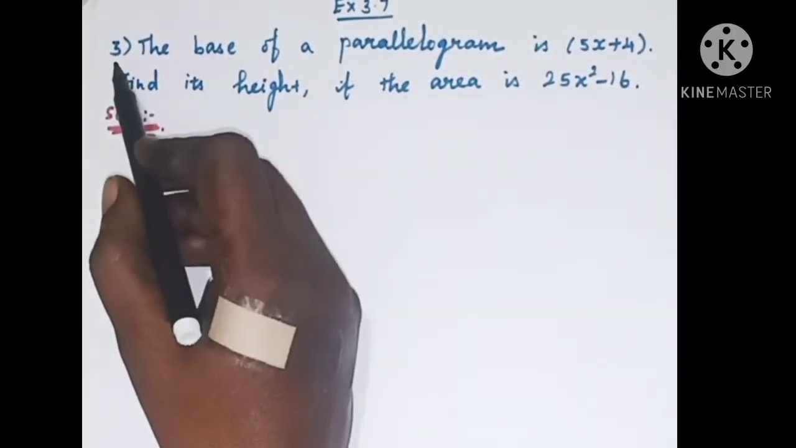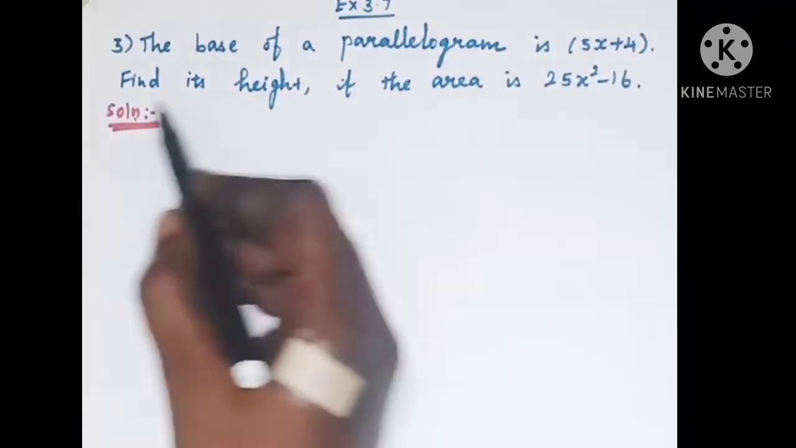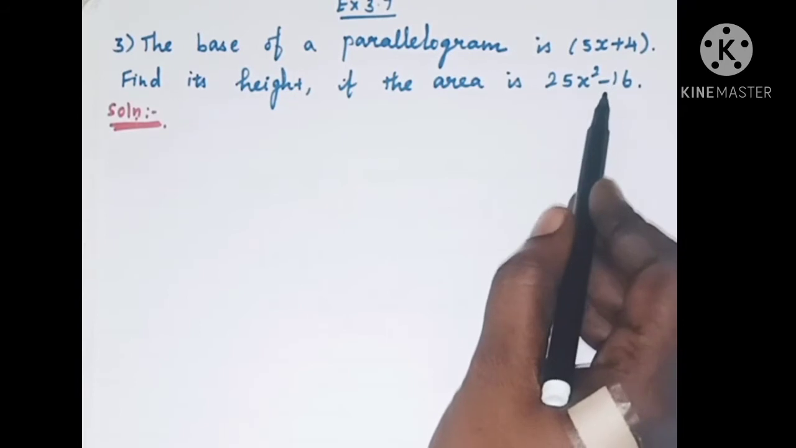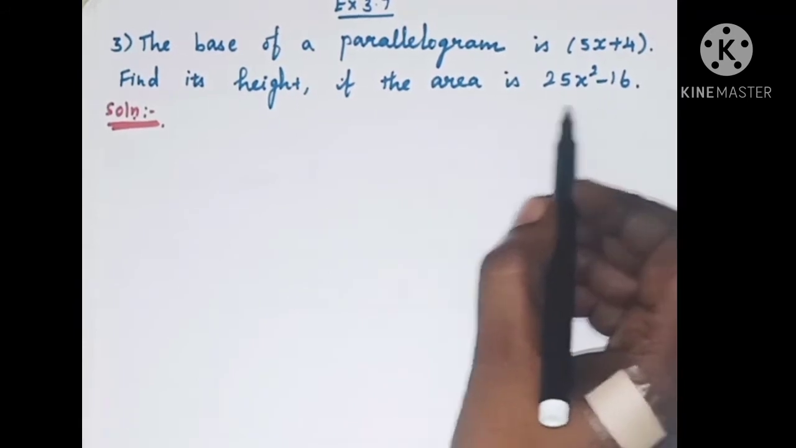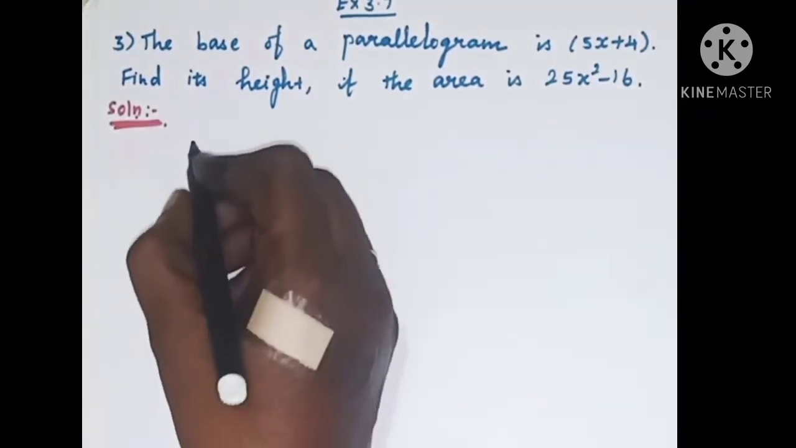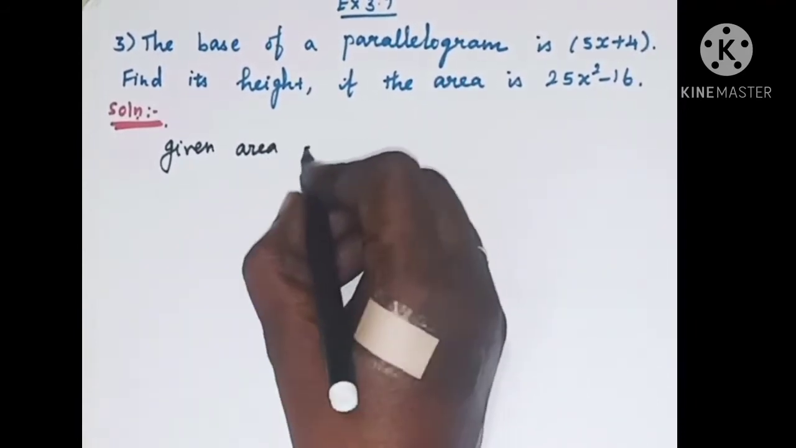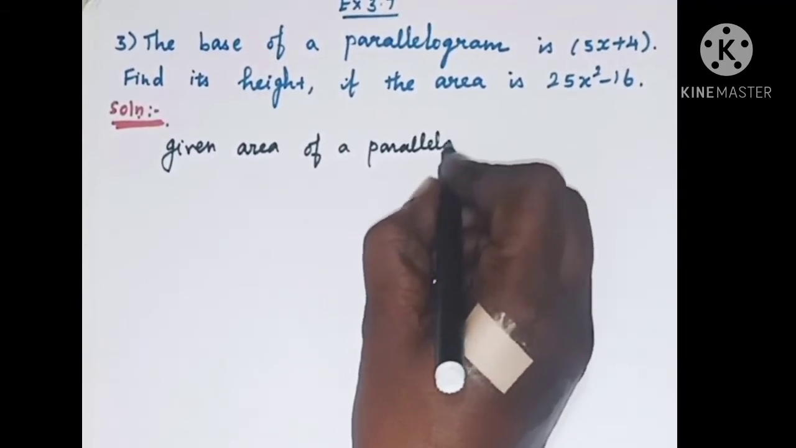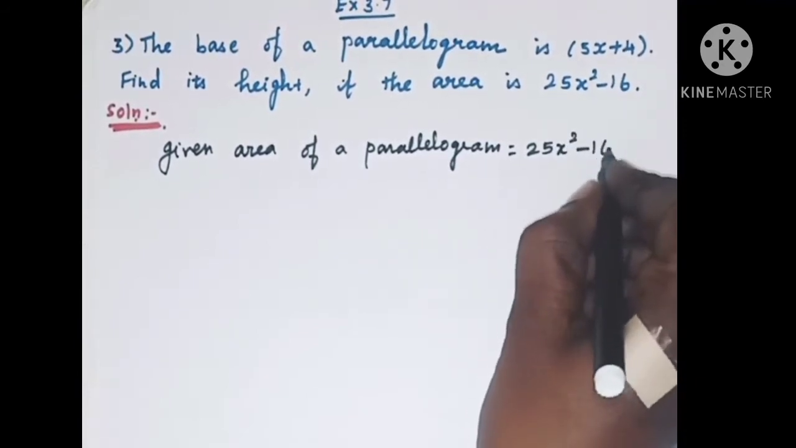Exercise 3.7, third sum. The base of a parallelogram is 5x plus 4. Find its height if the area is 25x square minus 16. Now we have to identify the height of the parallelogram. Given the area of the parallelogram is equal to 25x square minus 16.